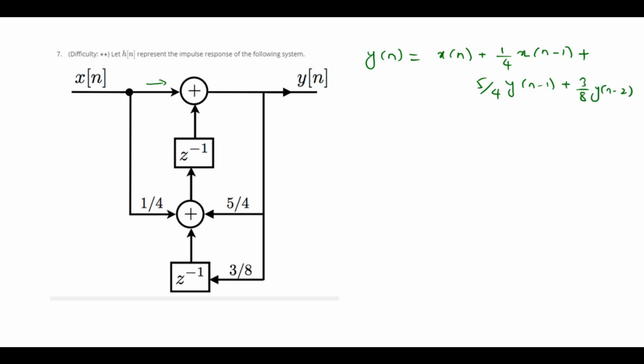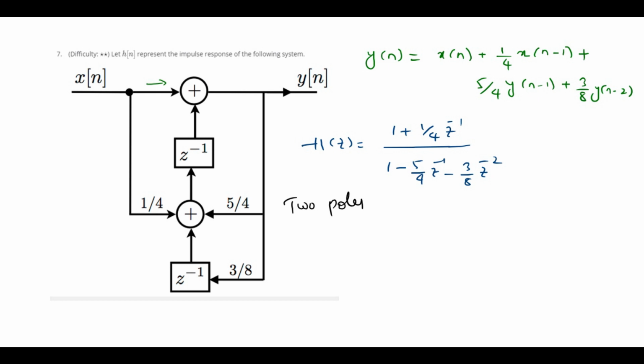So the system function H of z is 1 plus 1 by 4 z inverse divided by 1 minus 5 by 4 z inverse minus 3 by 8 z power minus 2. So we have two poles, at z1 is 3 by 2 and the second one is 1 by 4, and there is one zero, at z is equal to minus 1 by 4.